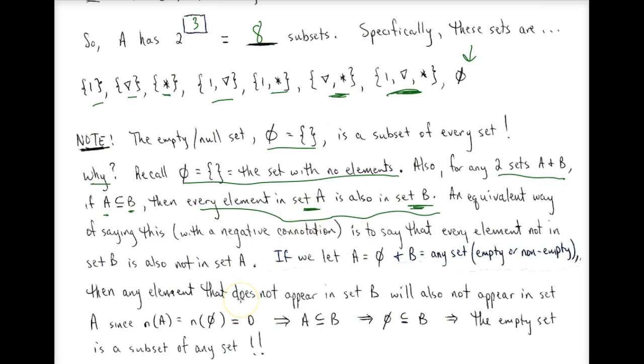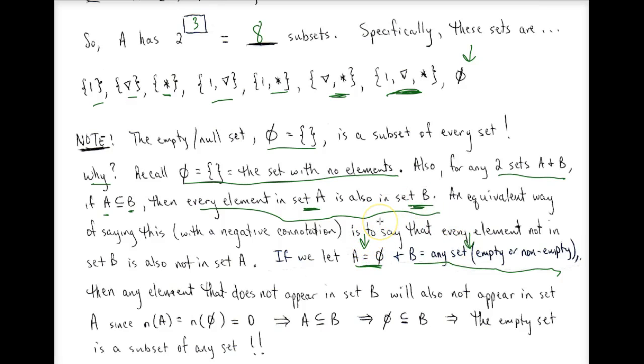So I'm just taking the last part of this statement here and trying to state it contrapositively. Okay, and so if I read it all out, then it would say if every element not in set A is not in set B, then we know that A is not a subset of set B. Okay. And so here, if we let A be equal to the null set and B be any set, then any element that does not appear in B will also not appear in A, because remember, A has no members in it. So regardless of what shows up in B, there's not going to be anything from B showing up in A.